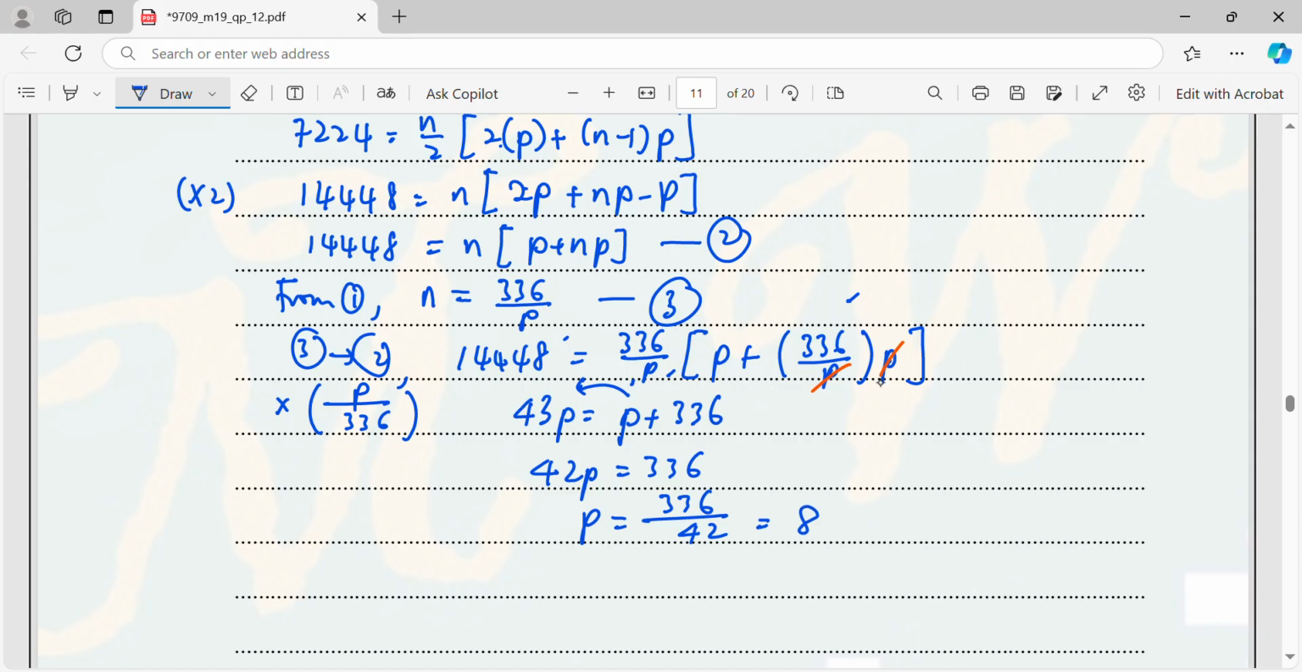Now to get the n, substitute into the third equation. So from third, the n equals 336 over 8. And now you will be getting 42. So solve for this part.